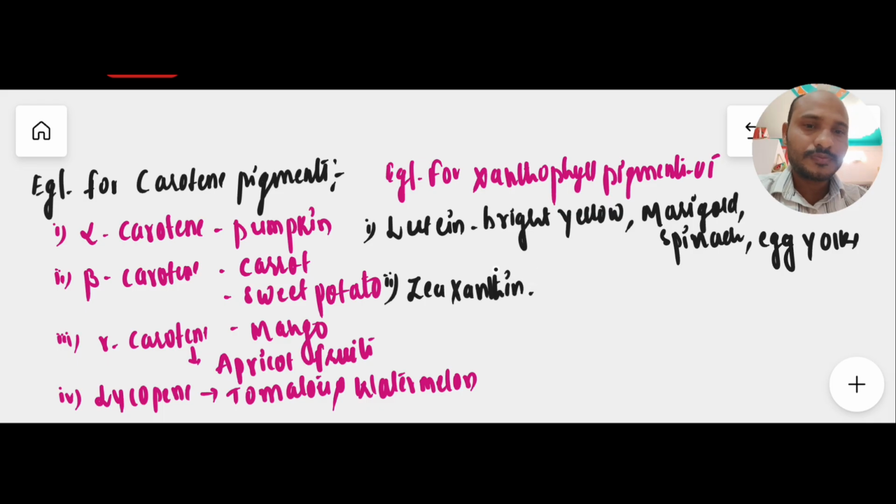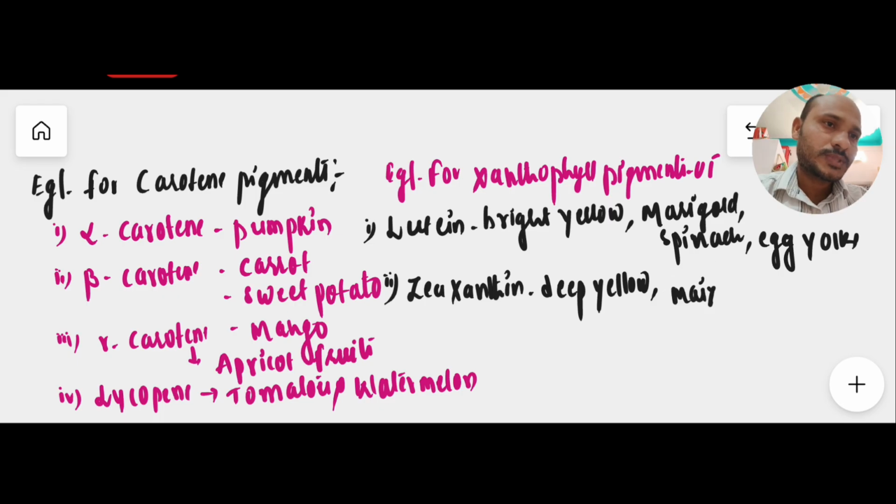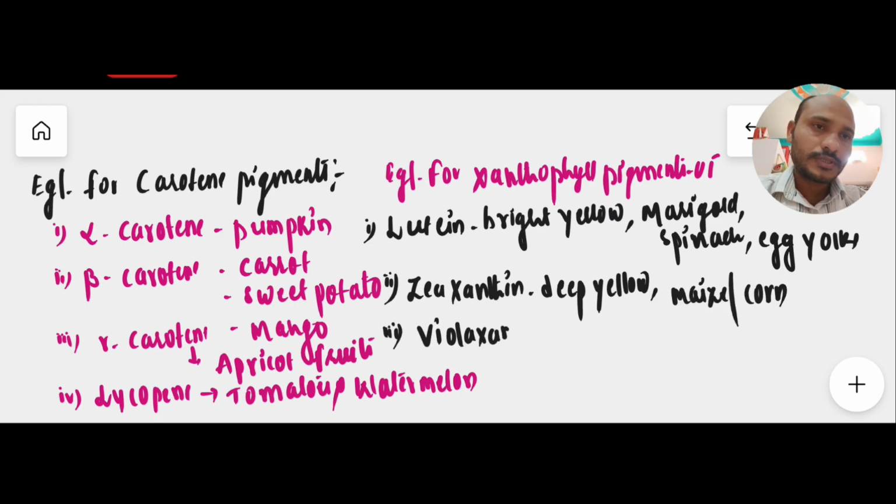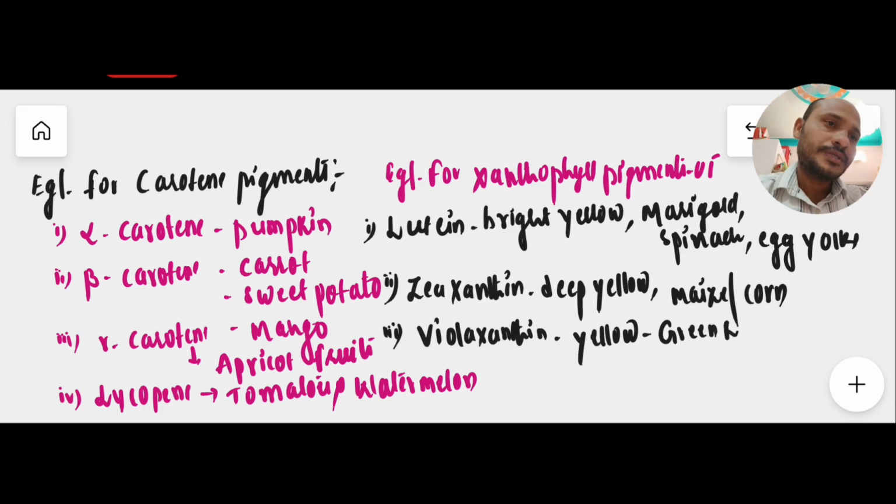The color of this pigment is deep yellow, and it is found in maize, Zea mays, or we can simply say corn. And coming to the third one, zeaxanthin pigment. This pigment color is only yellow, and this is found in green leaves, green leafy vegetables.